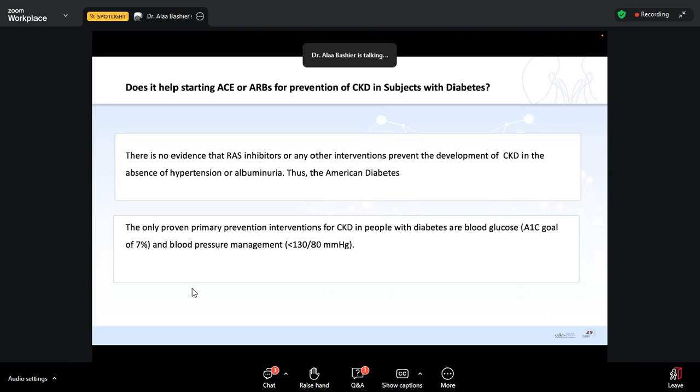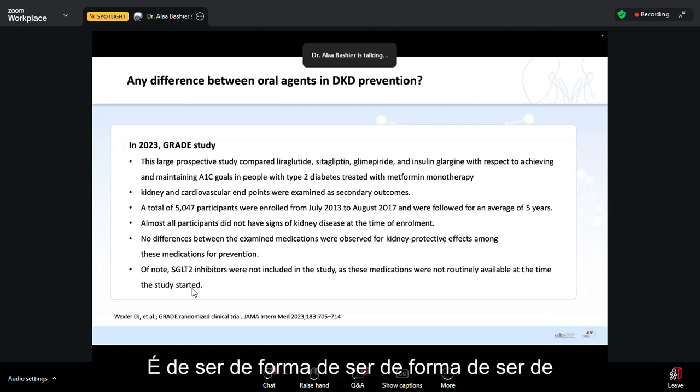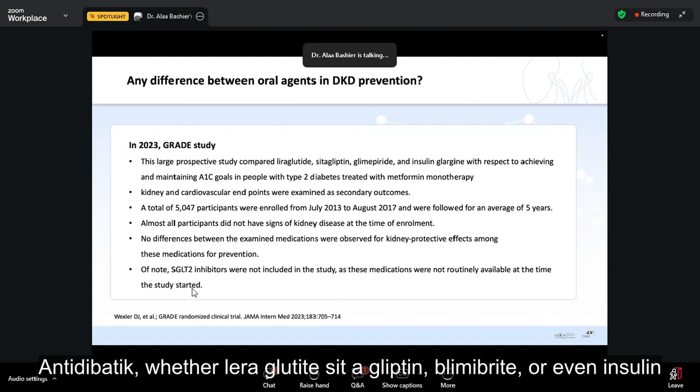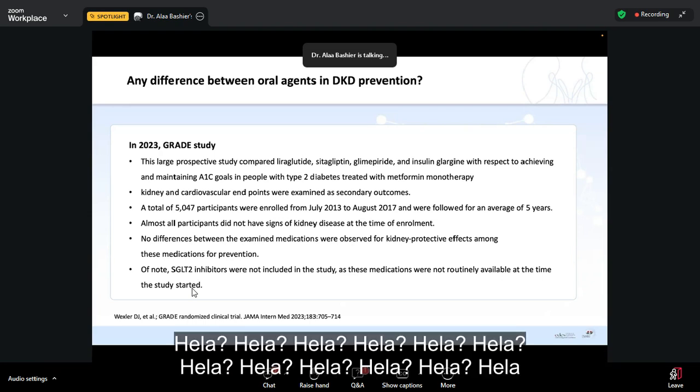And as long as the patient doesn't have high blood pressure, then any antihypertensive in that case would be helpful. But the question is, does any intervention with oral anti-diabetic agents help in prevention? If RAS or not, would intervention with any other drug, whether liraglutide, sitagliptin, glimepiride, or even insulin, be helpful in the prevention of diabetic kidney disease?